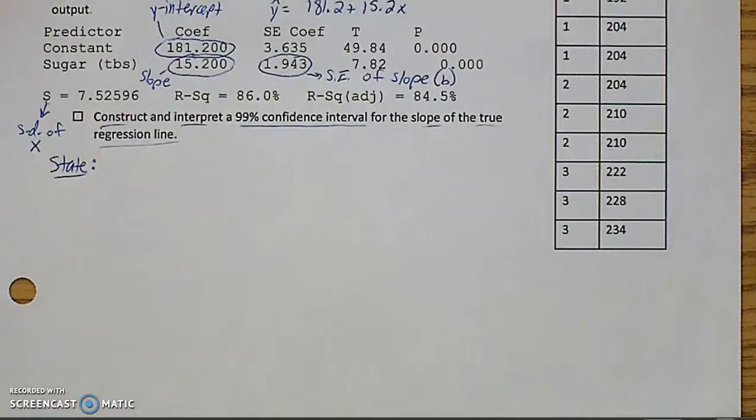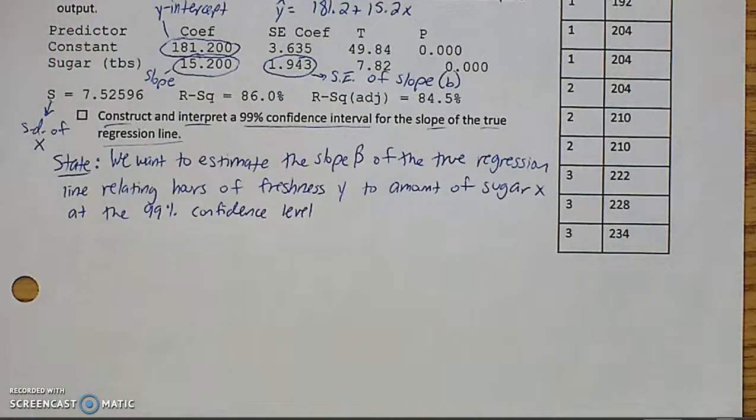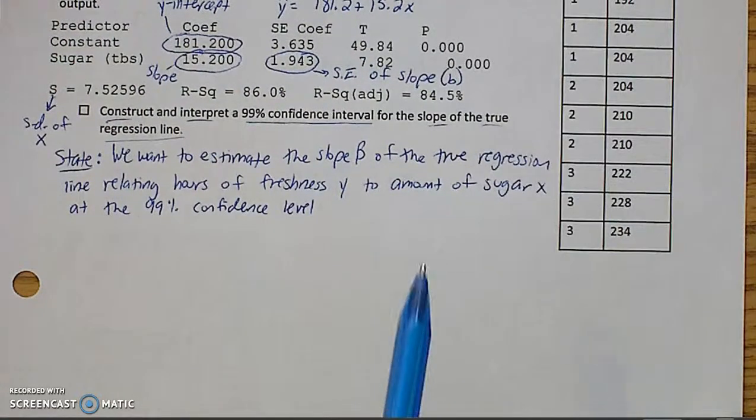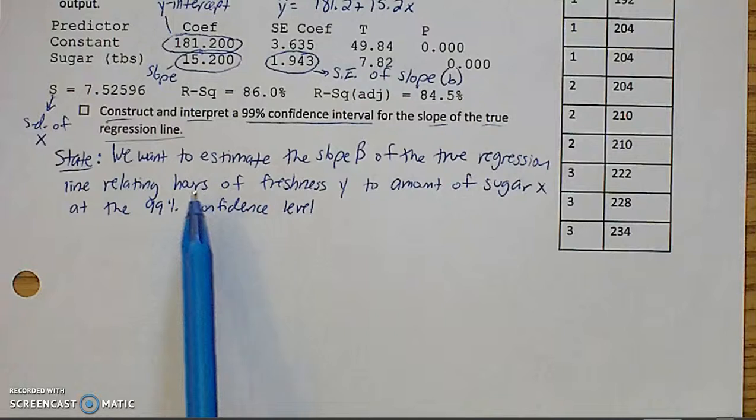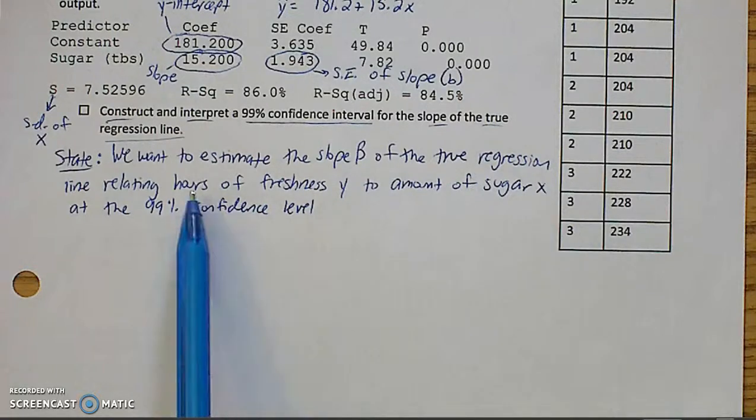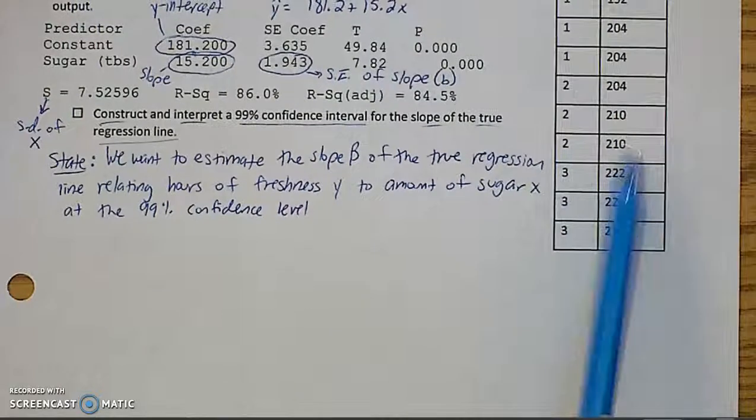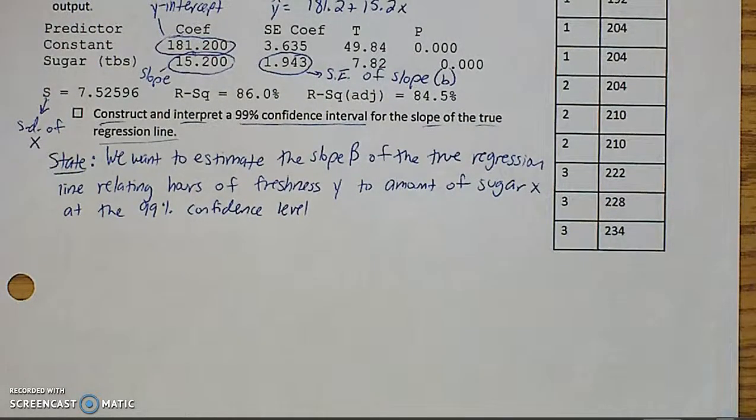What do we want to do here? Well, we want to estimate the slope, not lowercase slope b, but the Greek slope beta, of the true regression line relating the hours of freshness y to the amount of sugar x. Usually in our state we have to define our parameters. When you're talking about slope, since it's from a regression line, you're going to have an x variable and a y variable. So we're saying how they relate. In this case it's relating the hours of freshness, which was in our y column, to the amount of sugar, which was in our x column. And as always, state the level that they gave you.